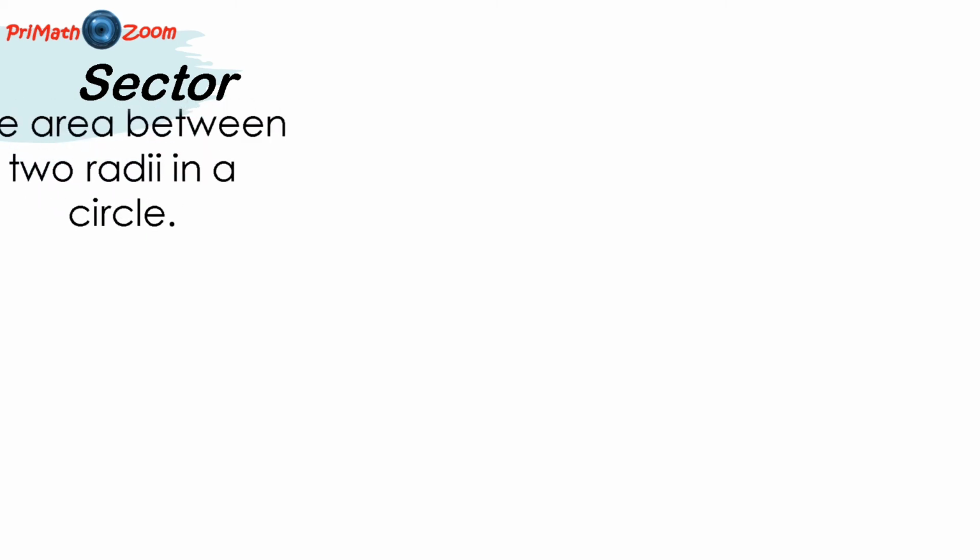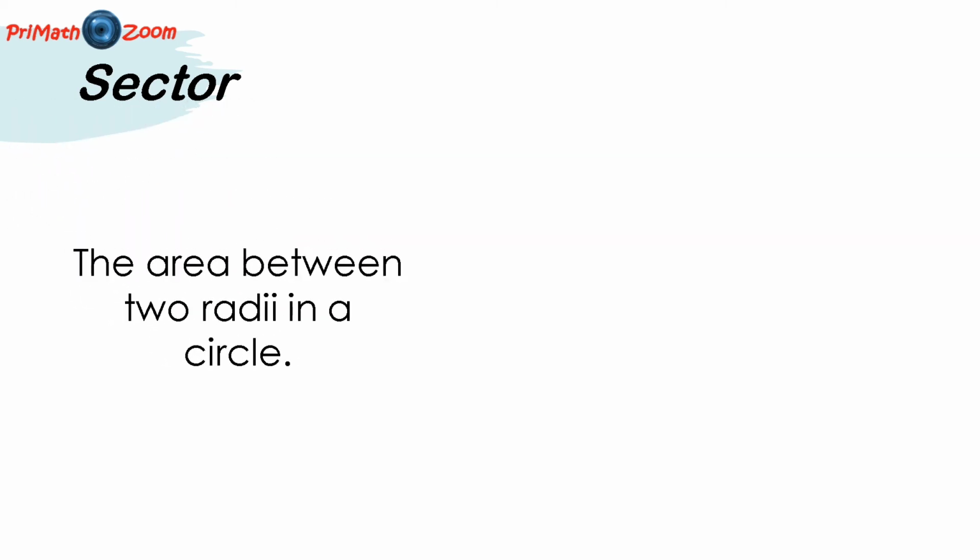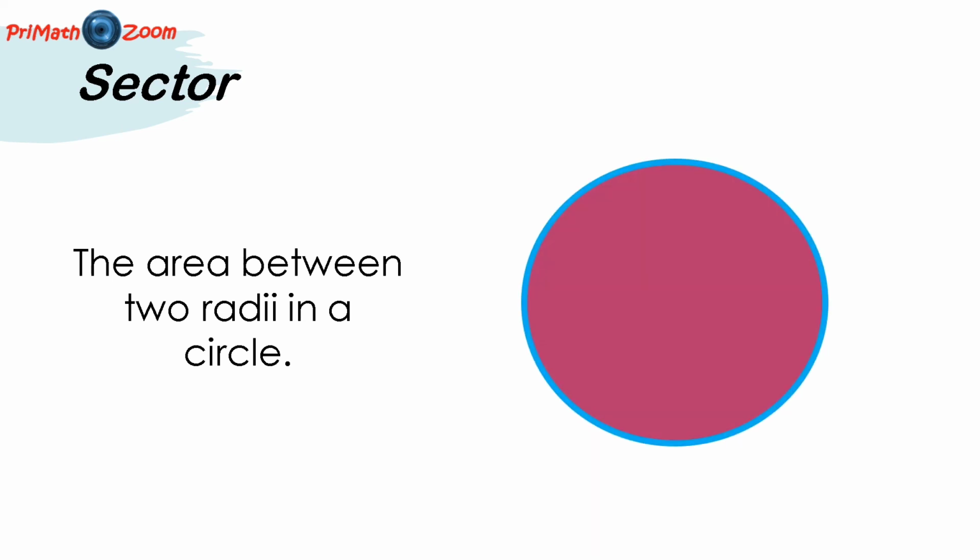And here we have the sector. This is the area between two radii in a circle. Now, radii is the plural form for radius. And here is our circle. Those are our radii. And the shaded part is the sector. It is similar to a slice of a pizza.